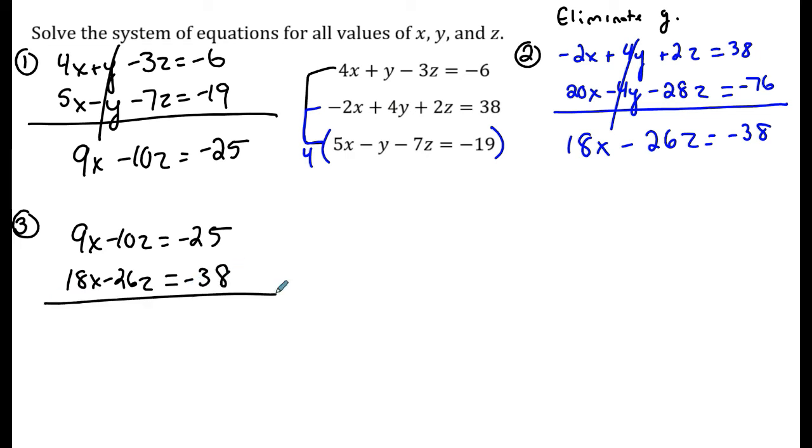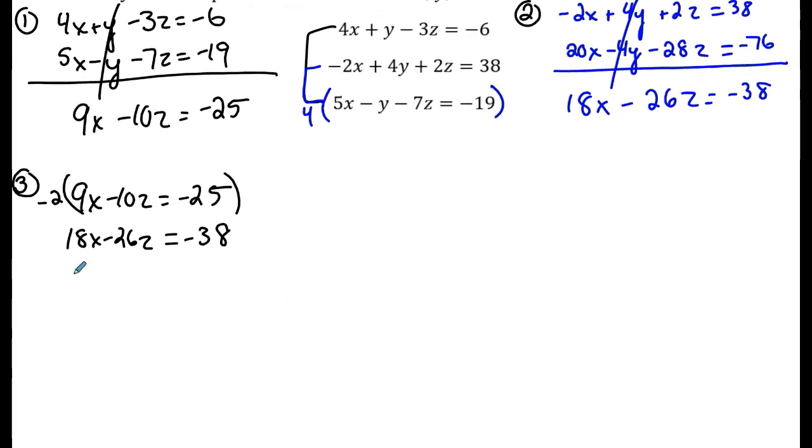Again, it's very easy to make mistakes on these problems. Conceptually, you might be able to do it, but you miss a negative sign, you add two numbers wrong. Please, please be careful here. Well, it looks like I'm going to have to multiply that top equation by negative 2, so I can eliminate that 18 there. So my new system becomes negative 18x plus 20z equals 50.